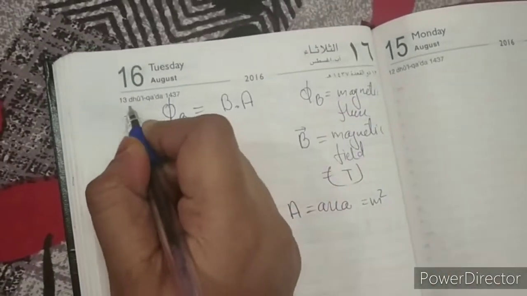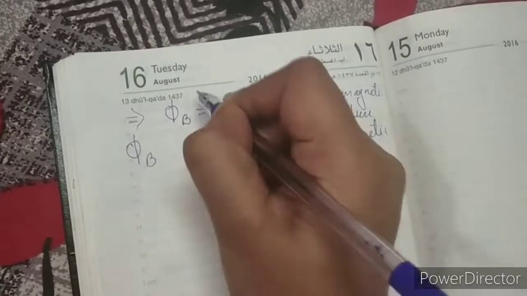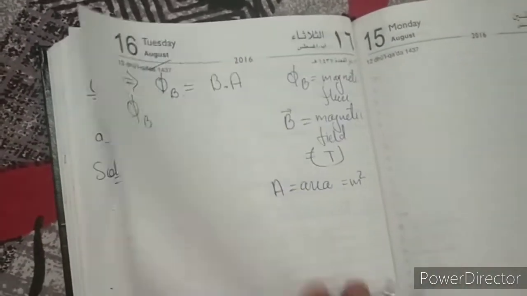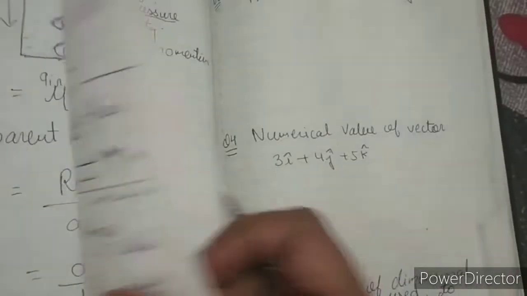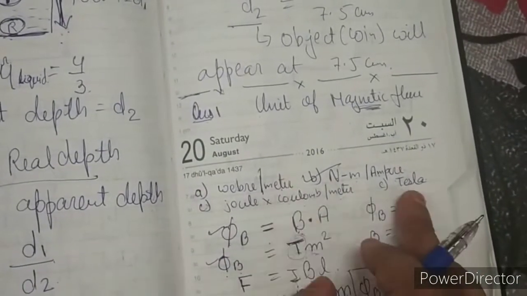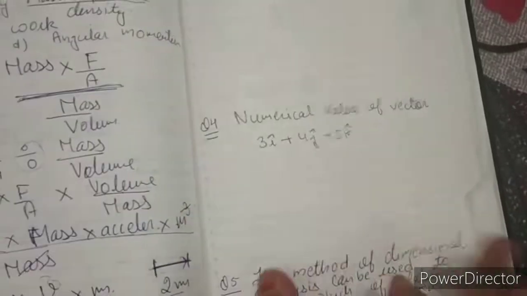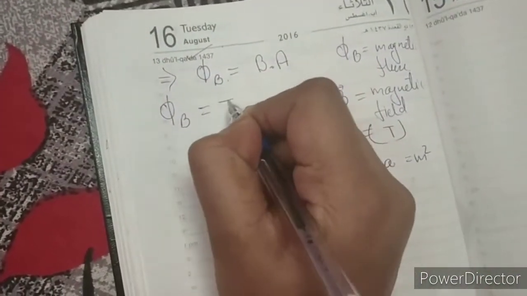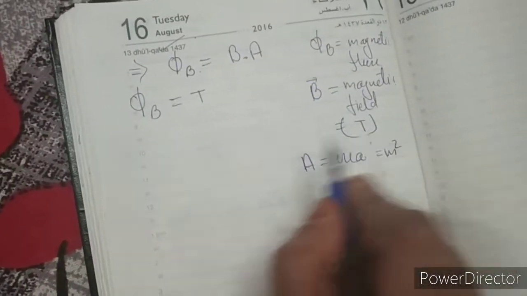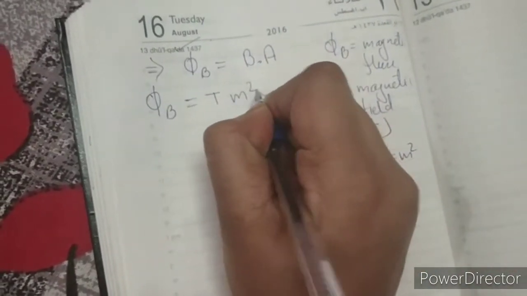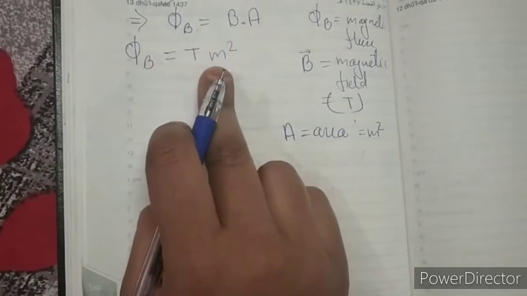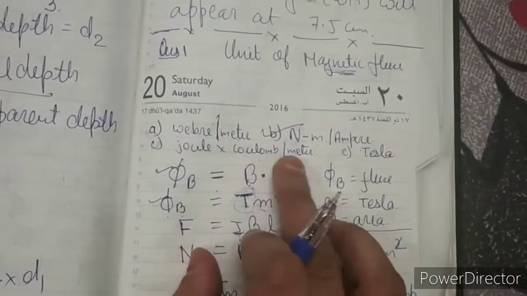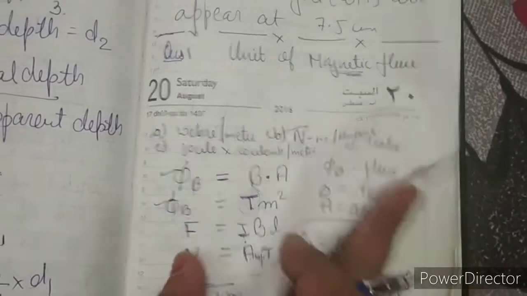Okay, so they wanted to know what the magnetic flux unit is. We have four options. Tesla is there, but Tesla meter square is not there. So B is in terms of Tesla, and A is the meter square. But students, this is the magnetic flux. Do we have such an option that is Tesla into meter square? No, Tesla is there, not meter square.